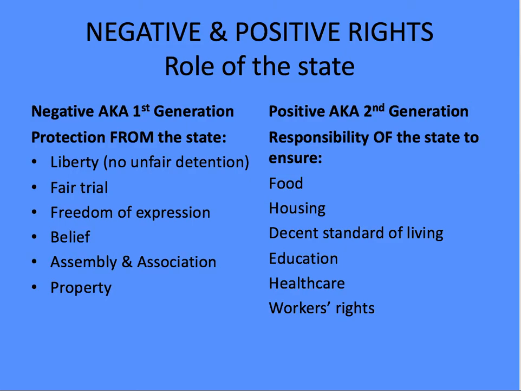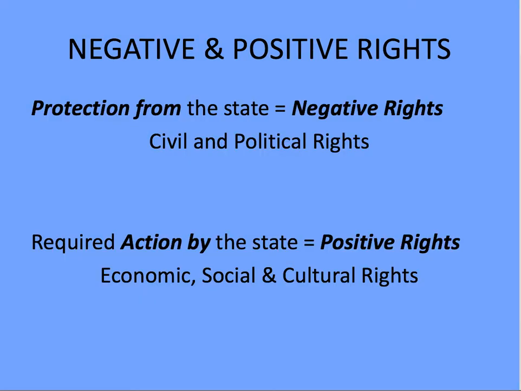On the other hand, we have the positive rights, also known as second generation rights, and those are rights that are considered to be the responsibility of the state to make sure people have them. Things like food, housing, a decent standard of living, education, health care, workers' rights, and so on. Both sets are covered by the Universal Declaration, but have been separated from each other. Just to review: negative rights are protection from the state, generally civil and political rights, and positive rights require action by the state.